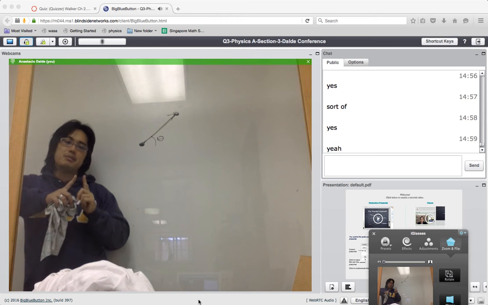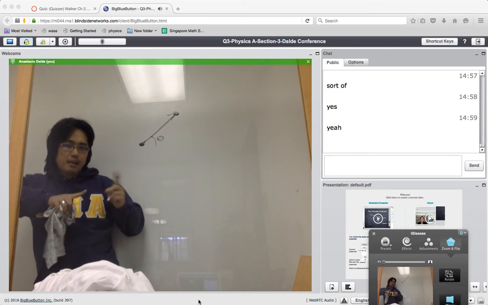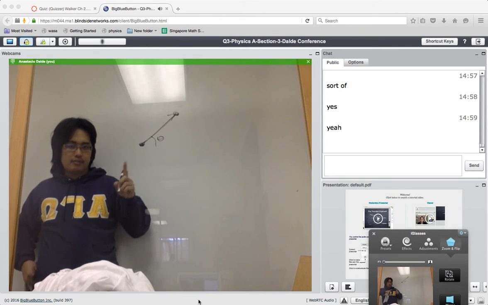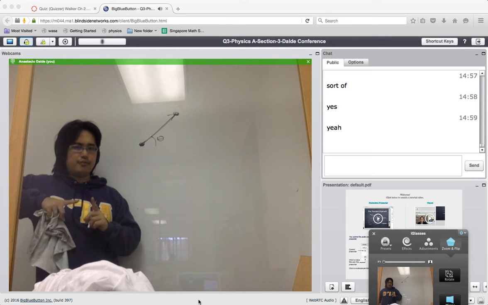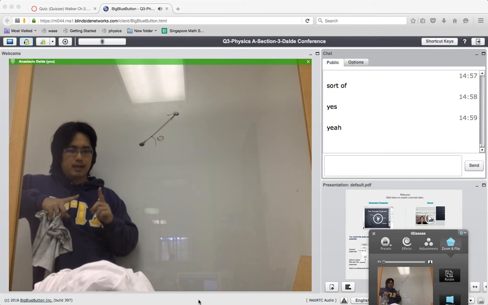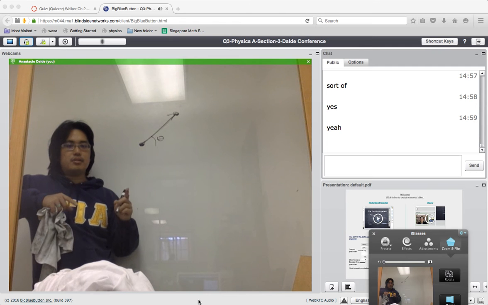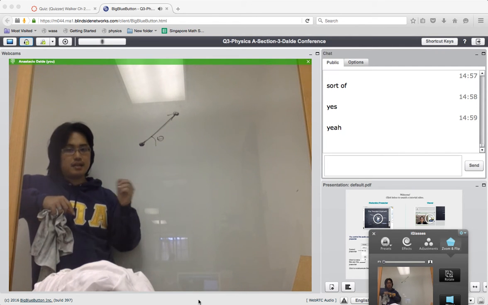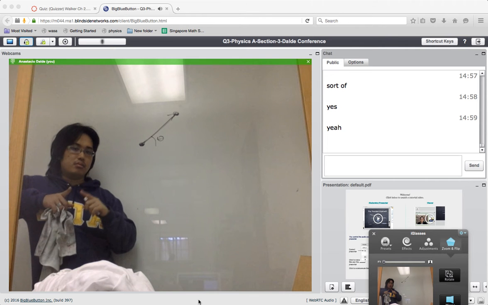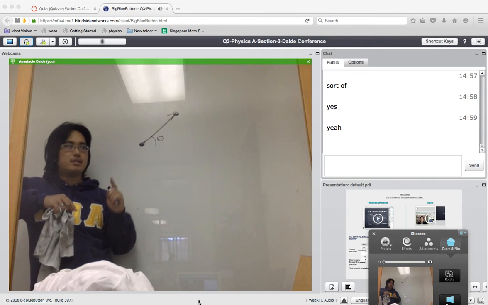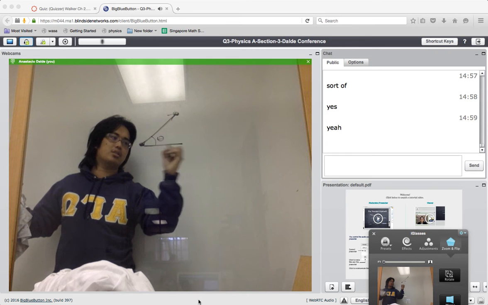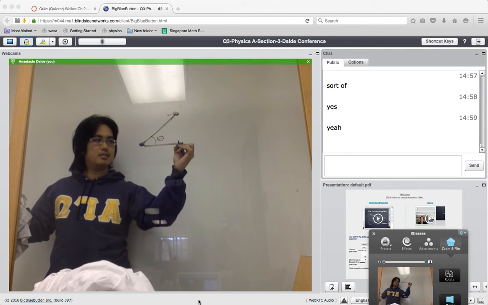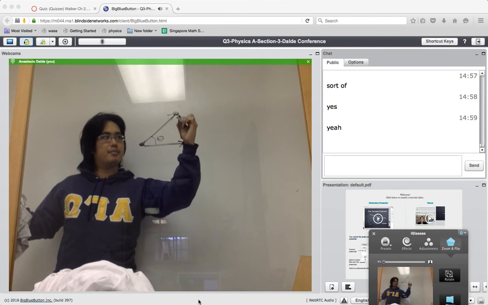But the problem is that Pac-Man can't move at a diagonal. Pac-Man can only move up, down, or right, left. So what we have to do is take this two-dimensional instruction that has a magnitude and direction and turn it into two one-dimensional instructions. We have to tell Pac-Man to go a certain distance to the right and a certain distance up.